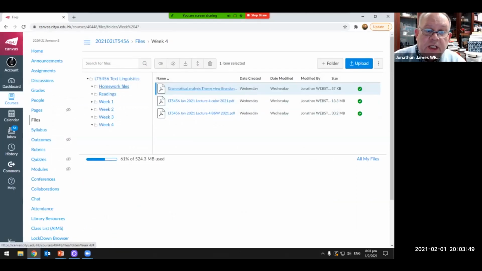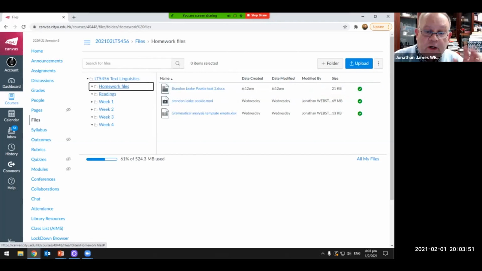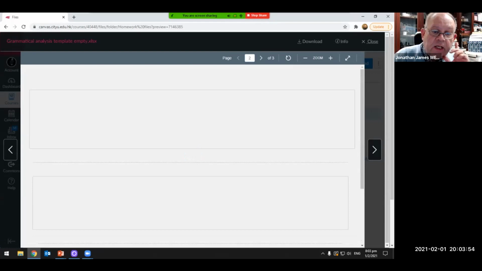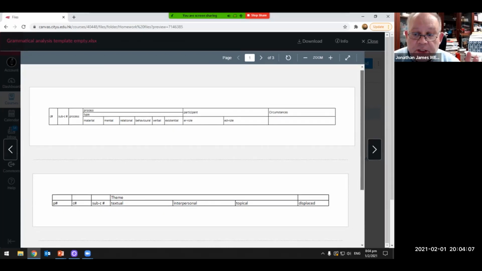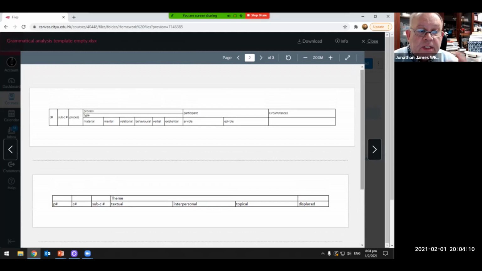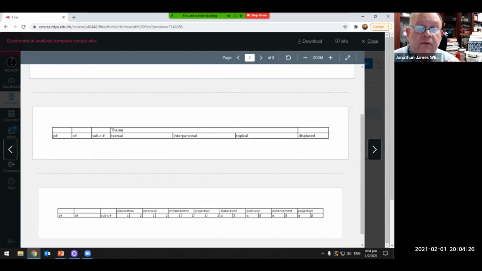Go back up, if you're in Canvas, go to the homework files. Now you find that there is a file called Grammatical Analysis Template, empty. And if you can't see it that well here, you go back and open it and you'll see that this has three parts to it. On one sheet, you'll be doing the theme analysis. Another, you'll be doing the transitivity analysis. Another, you'll be doing the logical analysis, all on the Excel file, all right?